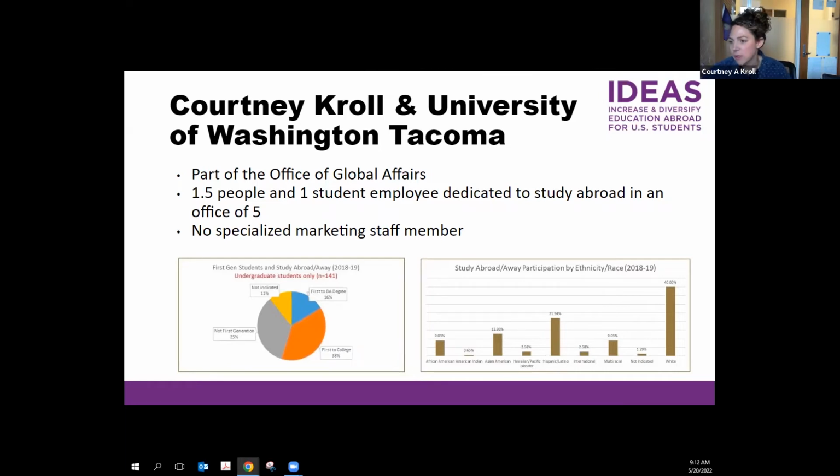I'll also just say that we do not have a specialized marketing staff member in our office. I couldn't do the work I do without the student employees and without Canva.